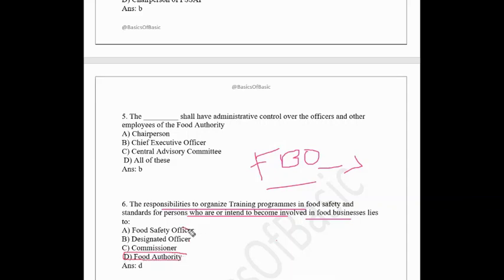Food safety officer is only for the enforcement, and designated officer is a higher officer above food safety officer, and commissioner won't do these kind of things because he is the head. So food authority is the one who will be having the responsibility of providing the training to the food business operator, that is FBO.